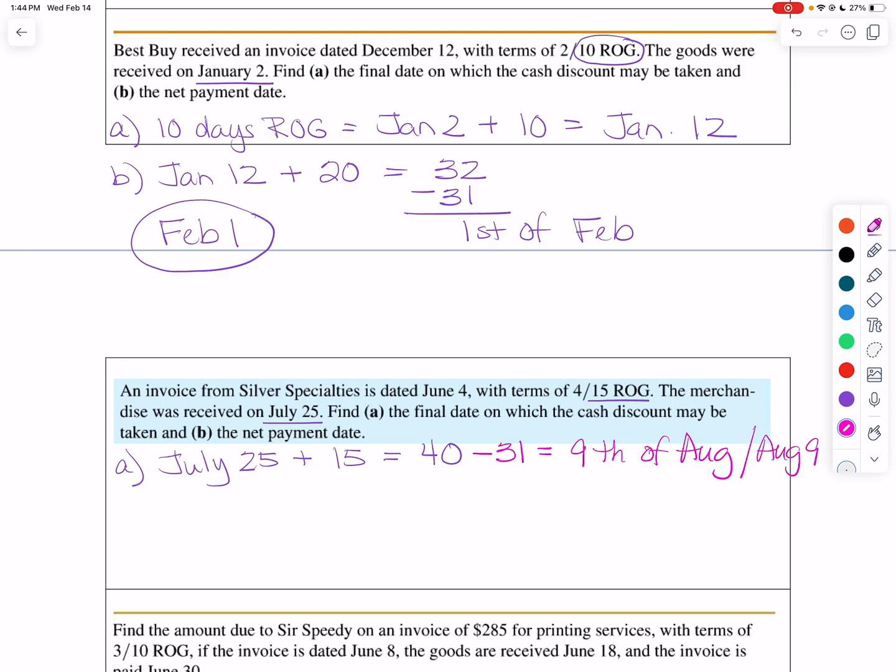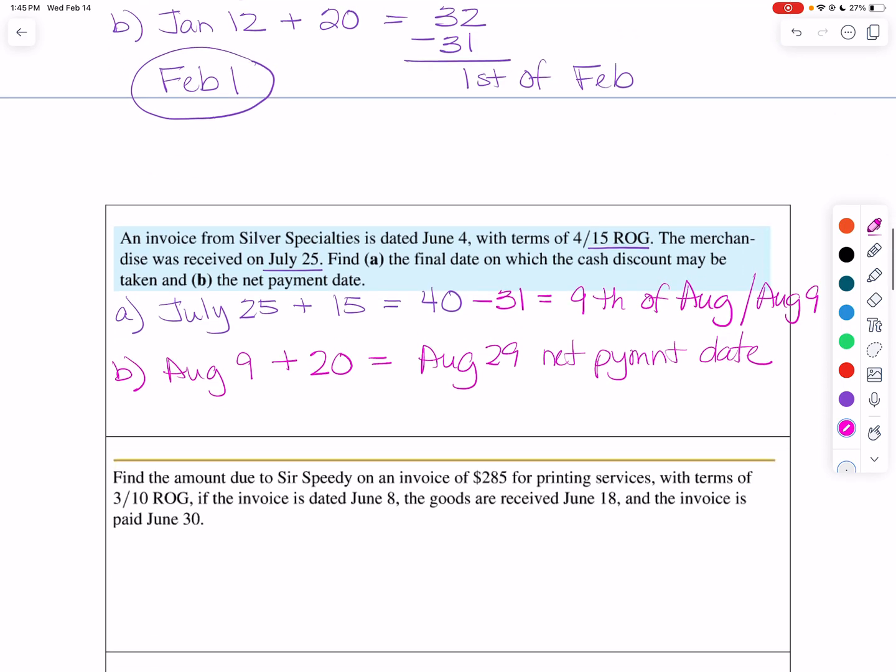Okay? All right, and then again, since no net payment is given, we take August 9th. That's the last cash discount date, and we add 20 to it. And so the net payment date would be August 29th. Net payment date. Okay? All right.